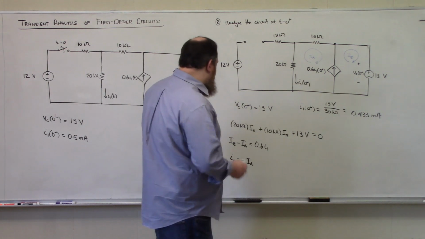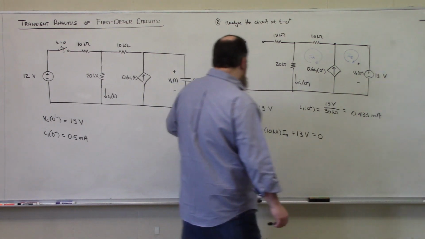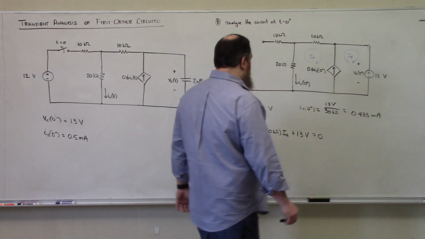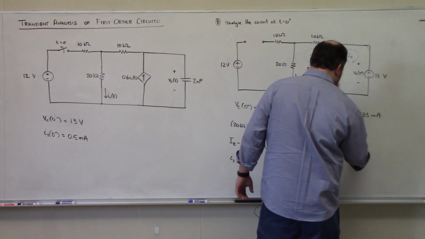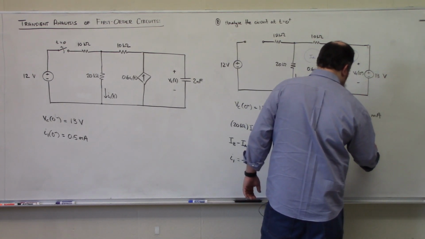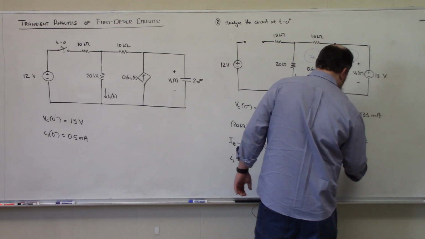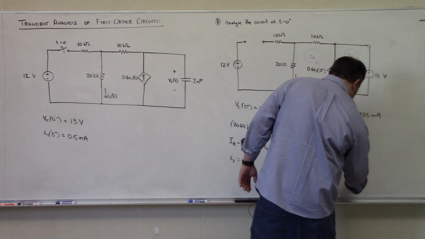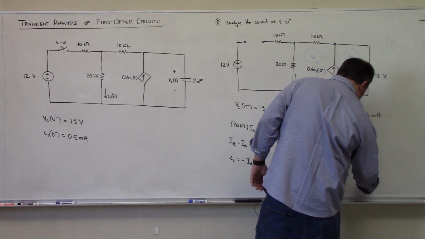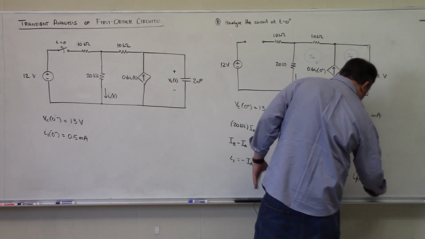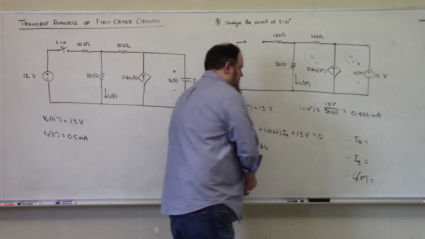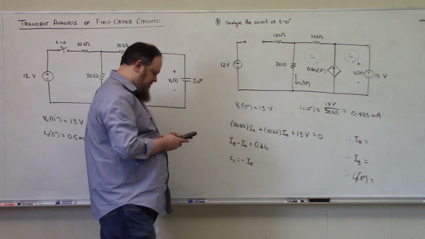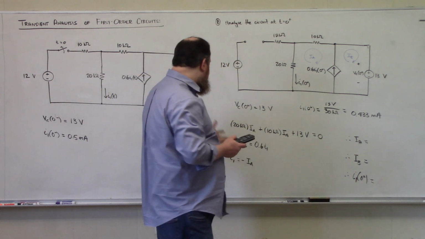All right, so those are my three equations for my mesh analysis here. If I solve this system, I'm going to get IA is equal to something, IB is equal to something, and lastly, I1 at 0 plus is equal to something, and that's what I'm really interested in here. 3x3 system.